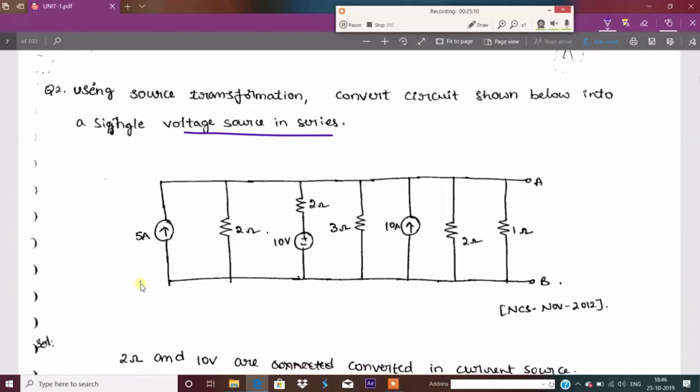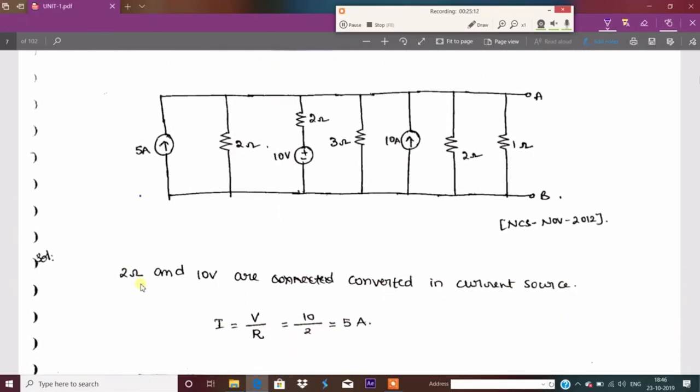First of all, this 2 ohm and 10 volt, I'm going to convert into a current source. Why am I doing that? This is a current source, this is a current source. For example, if I convert this to a current source, all the current directions are out towards the node, so you can add all the currents. It is a simple way to do the problem.